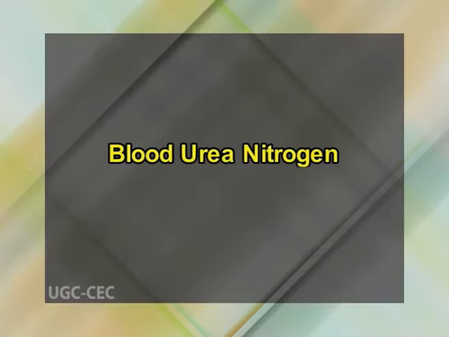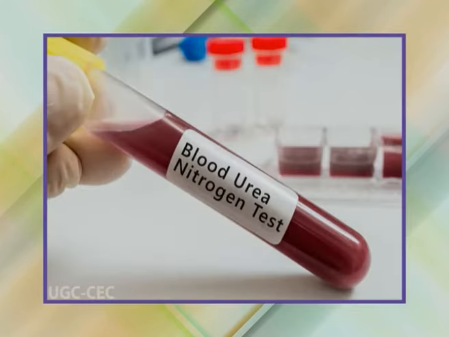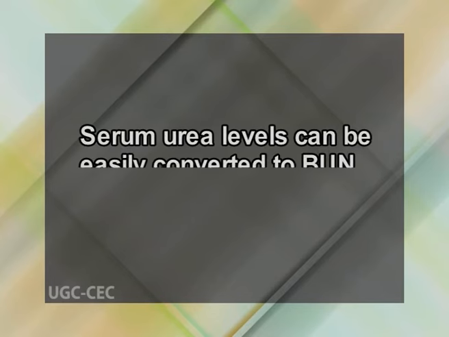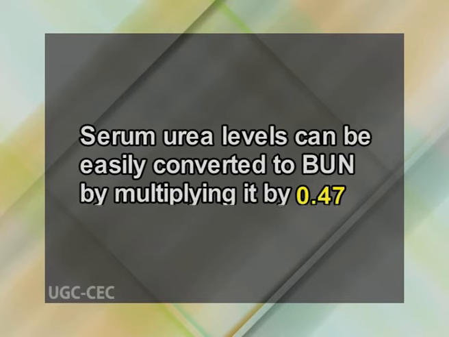Now another test, that is the blood urea nitrogen, BUN test. Sometimes the serum urea level is expressed as blood urea nitrogen. BUN can be easily calculated from the serum urea level. The serum urea levels can be easily converted to BUN by multiplying it by 0.47. A rise in blood nitrogen level is known as azotemia.